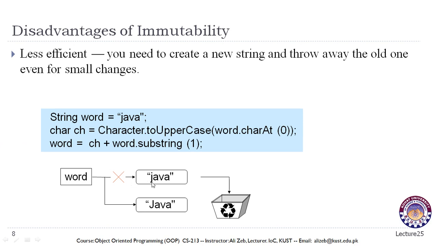And for the new string, it has created a new memory location and it has discarded the old one. The idea is that we were not able to change this one and store it at the same location. It had to create a new memory location for this new string. We will look at these methods that we have used over here in a bit of detail in our discussion in this lecture.